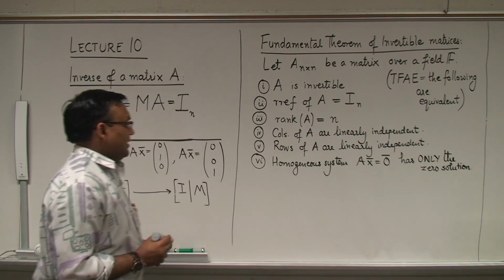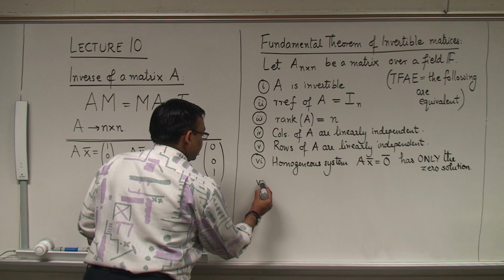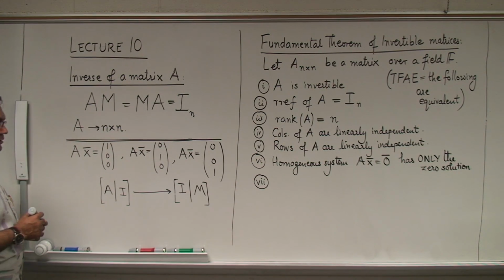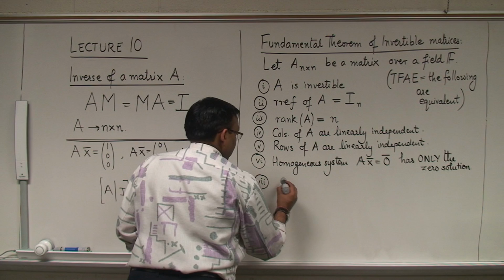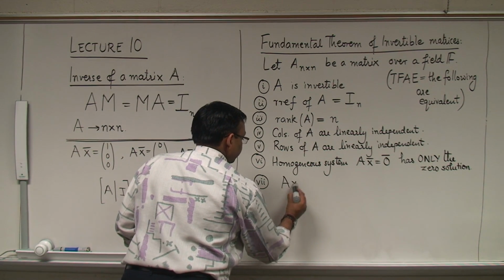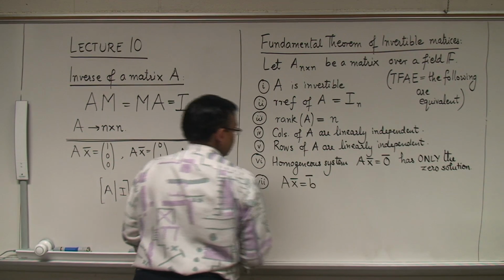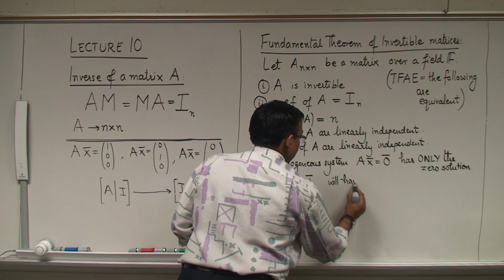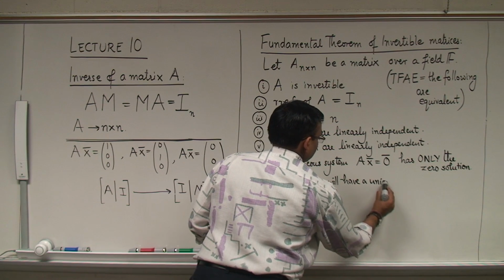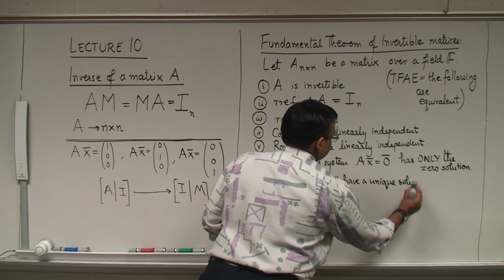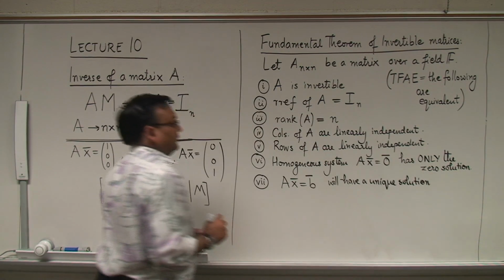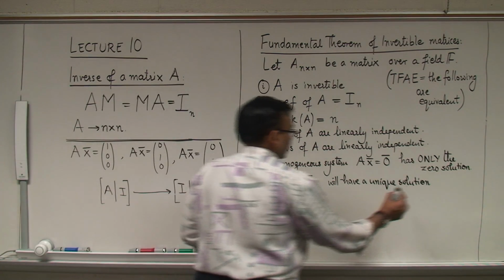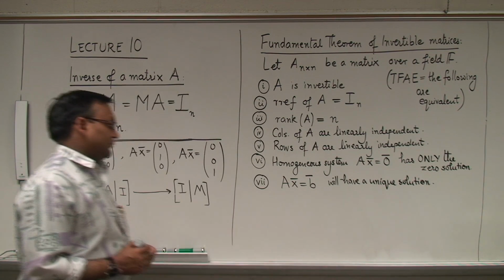Okay. Now once the homogeneous system has only the zero solution, that means we can now talk about any system of equations, even a non-homogeneous one. So for example, Ax is equal to B will have a unique solution. Because if there is no homogeneous component, that means there is no free variable, and that means the number of solutions for any consistent system will be unique.